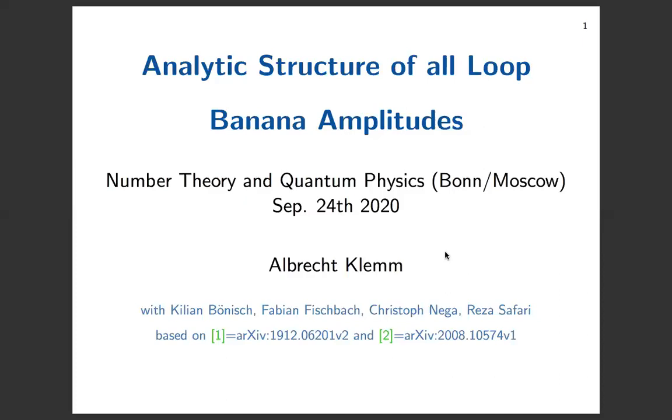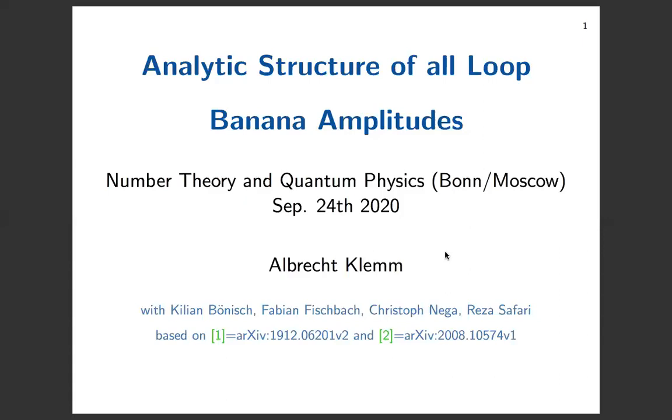Good. So it's 10 minutes past, so we can start, I think. Okay, good. Then thank you very much for the possibility to talk here. And this is a new seminar about number theory and quantum physics that we do bimonthly between Bonn and Moscow, or maybe some other German cities like Mainz, Heidelberg, and Bonn. Basically, Vasily has created this activity as many others.